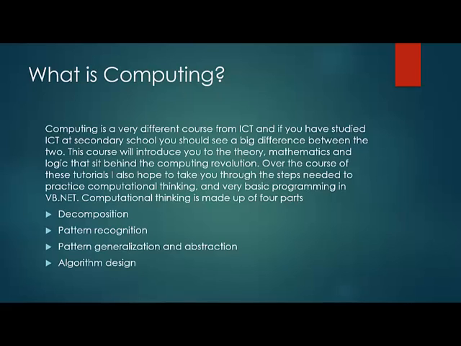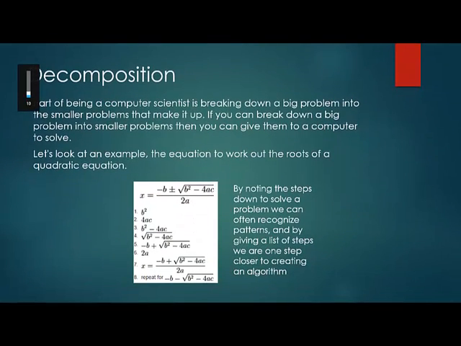Computational thinking basics are made up of 4 main steps. First is decomposition, breaking up the problem, pattern recognition, recognizing the problem pattern, and then generalization, and then finally algorithm design. So let's go through the steps.